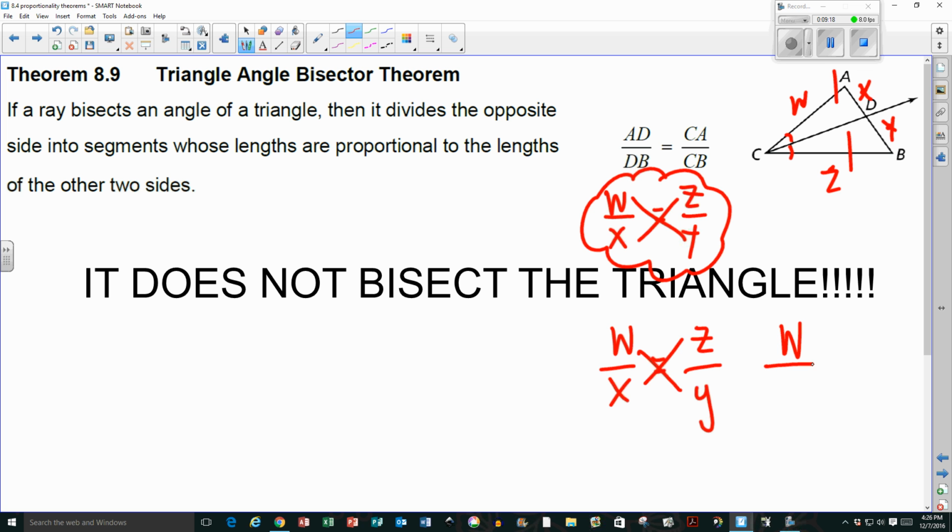I guess what I was trying to say is W over Z is the way they have it. W over Z, X over Y, because they're using this as the fraction bar. So W over Z equals X over Y. So again, you're still multiplying the same two pieces. So there's a couple of different ways you can set it up.